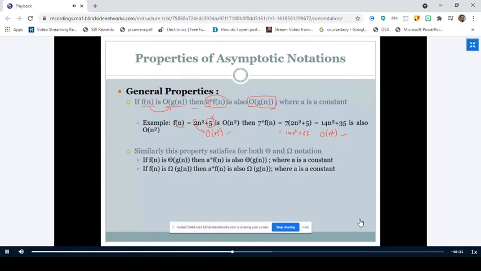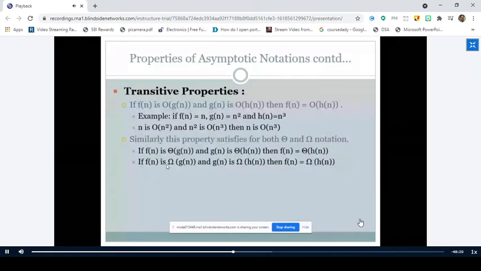So this property applies for omega and theta also. Omega is the best case analysis and theta is the average case analysis. The same thing happens in the other two asymptotic notations. Now coming to the second property, transitive property. What do you mean by transitive? If A has a relationship with B and B has a relationship with C, then definitely A will have some relationship with C. This is what the transitive property says. So if A and B are relatives and B and C are relatives, then A and C also become relatives.